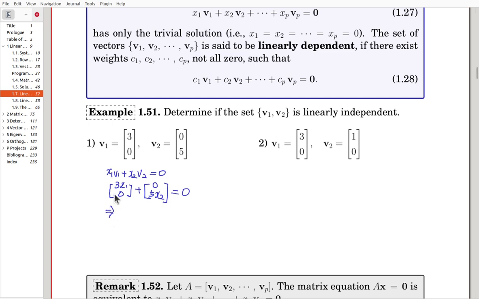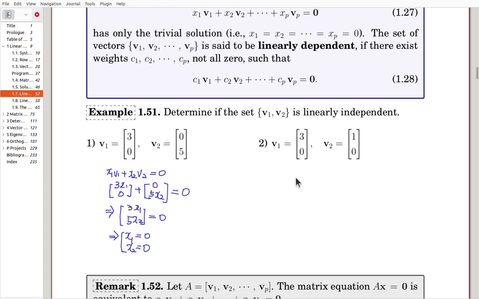Now for the left side, if we combine, then that is 3x1 and the second one must be 5x2. That is 0. That implies that x1 must be 0 and x2 also must be 0. So for this vector equation, the only solution is the trivial solution. So these two vectors are linearly independent.